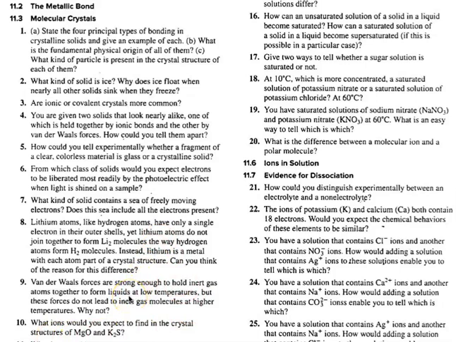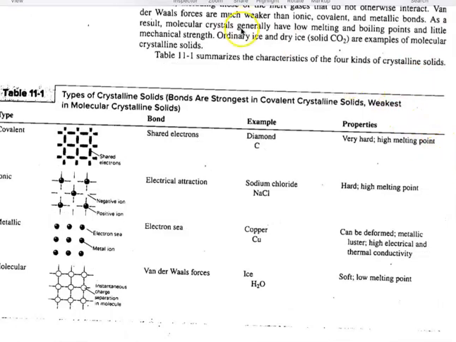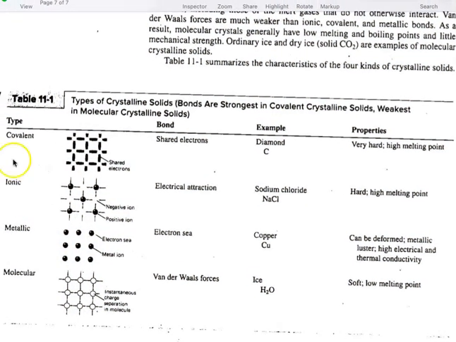B, what is the fundamental physical origin of all of them? And C, what kind of particle is present in the crystal structure of each of them? Let me bring up the following to do that with. Okay, so this table in your book summarizes everything that I wish to say about these crystalline type solids. There are only 4 kinds, and you need to know all 4 kinds.